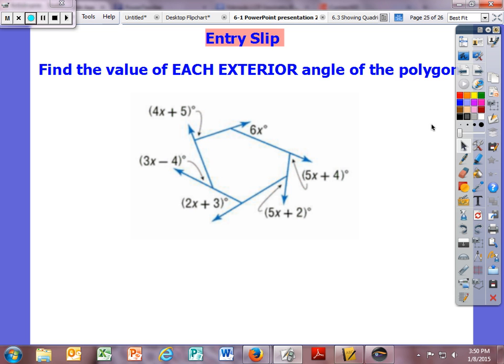All right, here's your entry slip for tomorrow's class. I need you to find the value of each exterior angle of the polygon. One hint I have for you: we've already done one similar to this, so feel free to go back to that one and take a look again. But remember, you do have to solve for x first, but don't stop there.